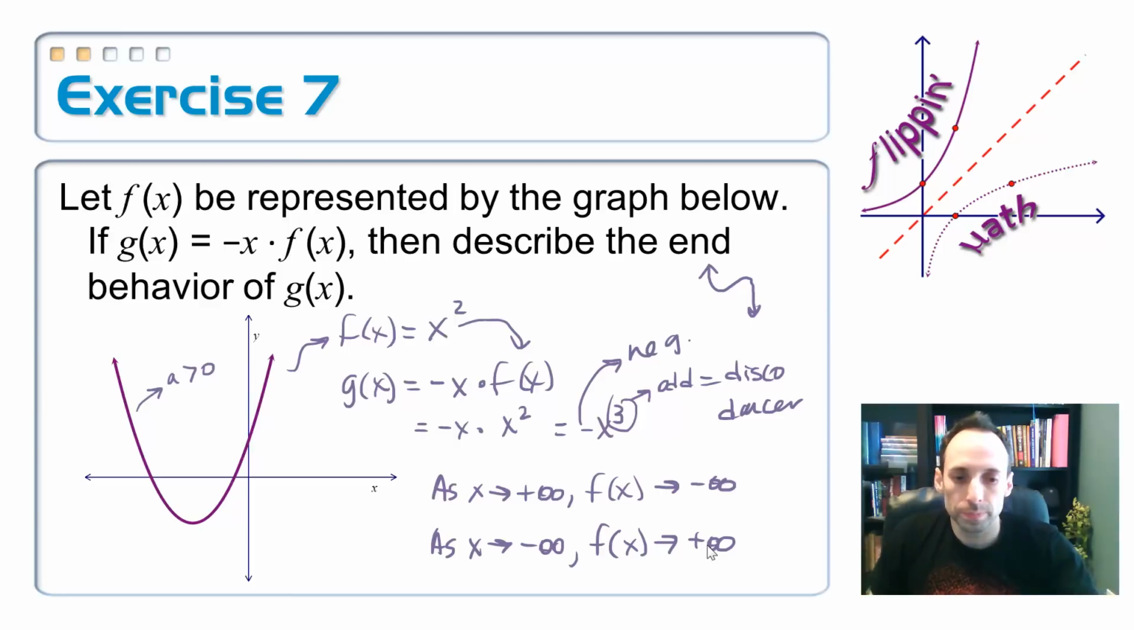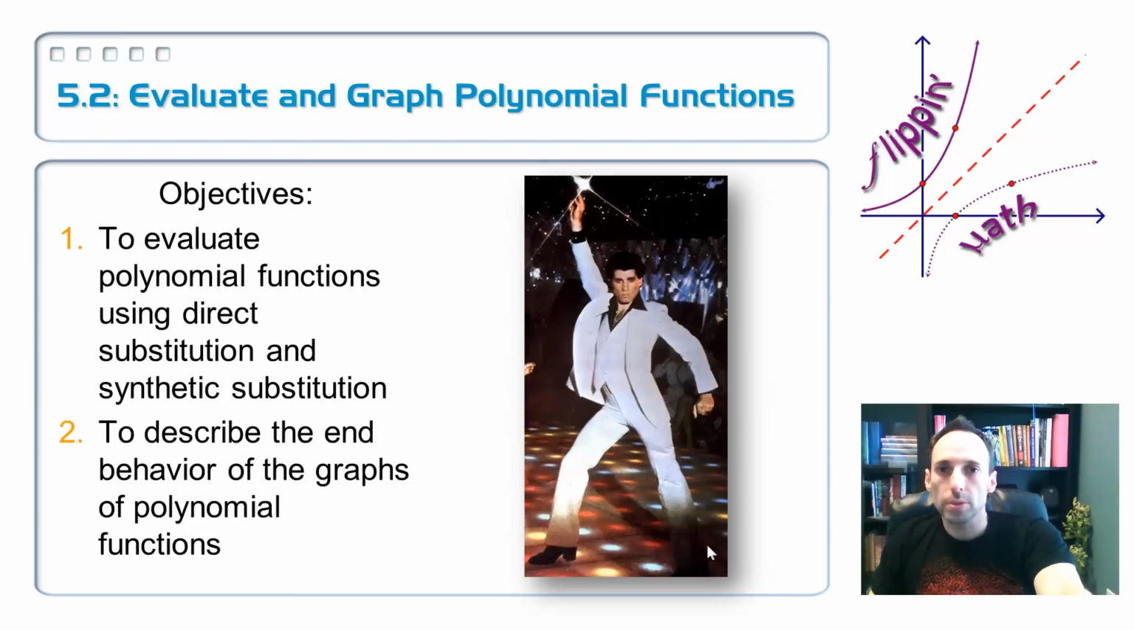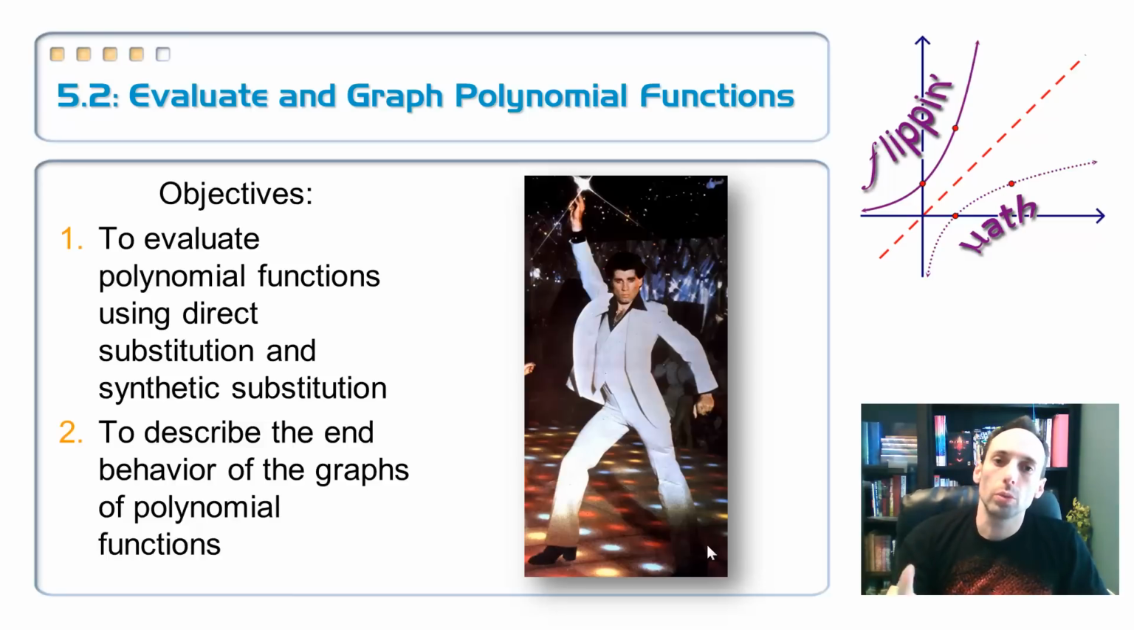Ta-da! There we go. So that about wraps it up for today. Objective 1, evaluating polynomial functions. We did it by direct substitution and synthetic substitution, where the remainder was the same thing as if we would plug the x value into the equation. And number 2, to describe the end behavior of the graphs of these polynomials, take a look at John Travolta right there. He's odd. His polynomial would be to an odd power, like third, fifth, seventh, and so on. And so he's starting up and going down, and he'd be negative.